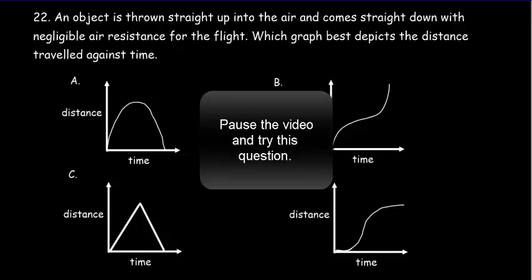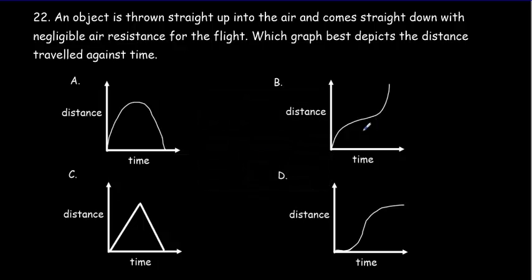Question 22, pause the video, try the question, come back to the answer. So keep in mind here, we're not doing a displacement time graph, we're doing a distance time graph. And the distance can only increase with time, which means we can eliminate those two possibilities. It's got to be one of those. This one here says it starts out with a fast speed. This one here, it's got a flat slope, so it's starting out slow.